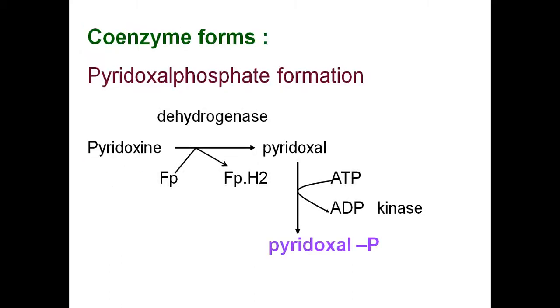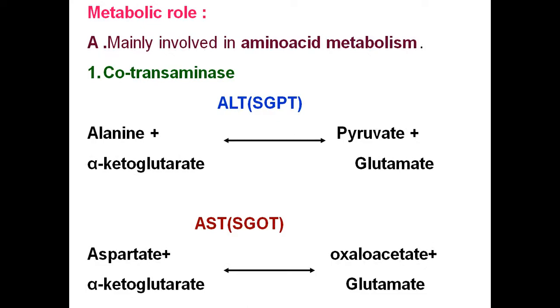If you see the coenzyme form of vitamin B6, it is pyridoxal phosphate, PLP. So pyridoxine is converted to pyridoxal, and pyridoxal is phosphorylated by donation of a phosphate group from ATP, resulting in the formation of pyridoxal phosphate. Pyridoxal phosphate is the coenzyme form or active form of vitamin B6.